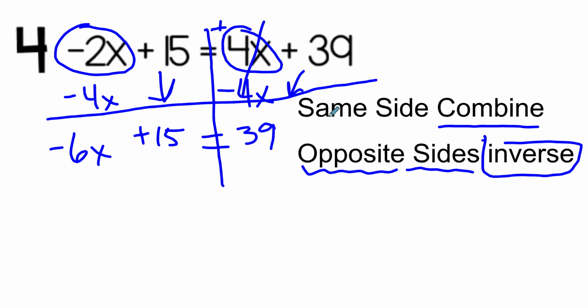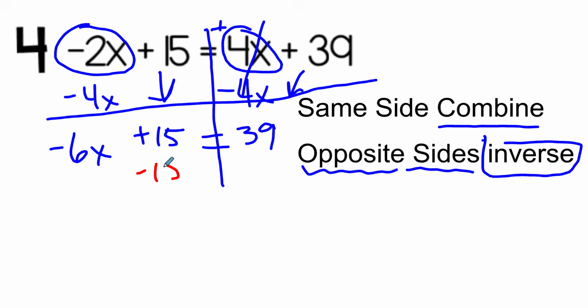So again, if variables are on the same side, we combine them together. If variables are on opposite sides, we do the inverse. Same side combine, opposite sides inverse. Go ahead and solve the rest of this problem.